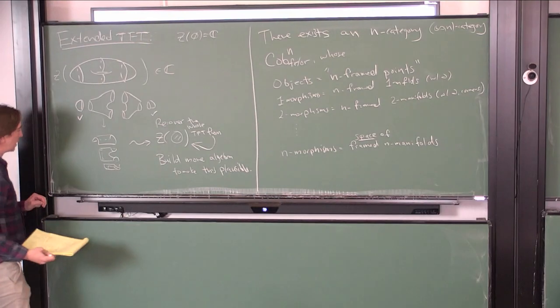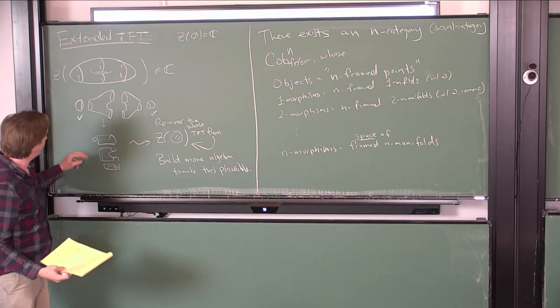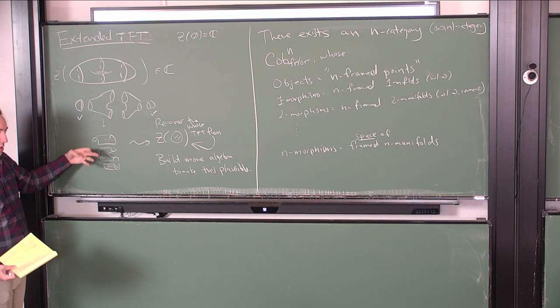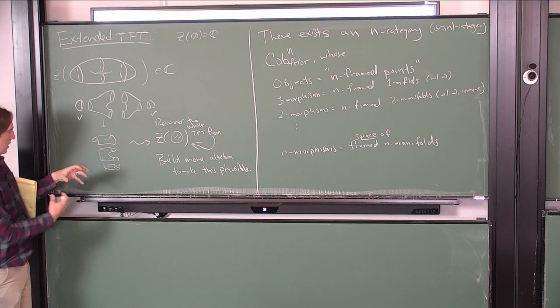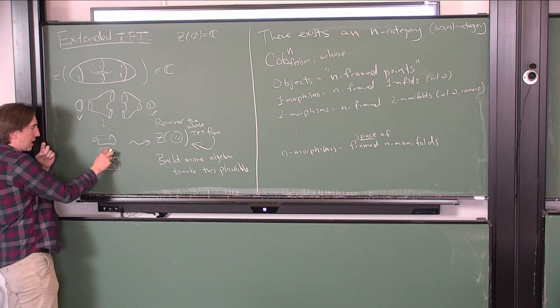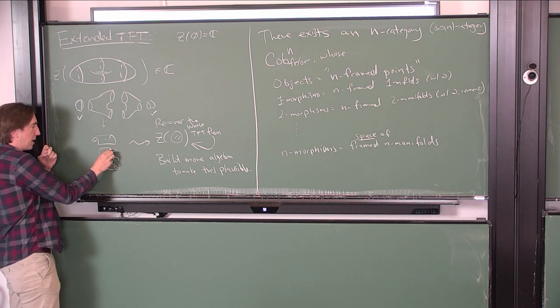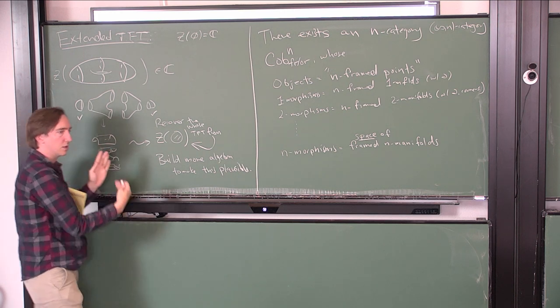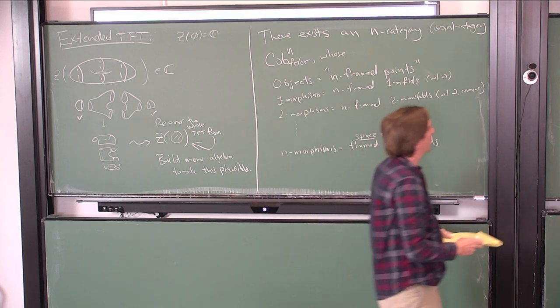And so the reason that we're doing that and that we need to keep track of the framing is we want to start gluing these things along larger and larger codimensions. We need to think of this not just as a one manifold. We need to remember that it sits near to a two manifold and that it has some extra dimensionality there.